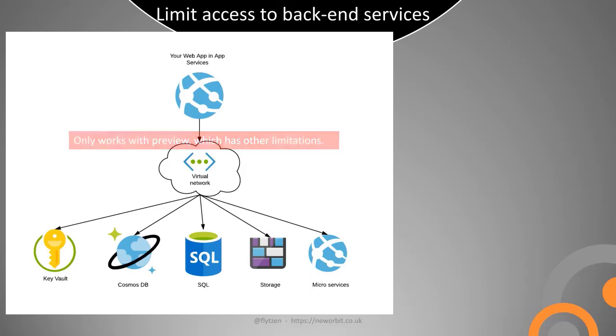Right, so the idea is that you create a virtual network that your web app is allowed to talk to, and then you tell your database and your storage and your Cosmos and your Key Vault and all of those other things, even your other microservices and your other functions that don't need to have a public face, you can only be accessed through that VNet.